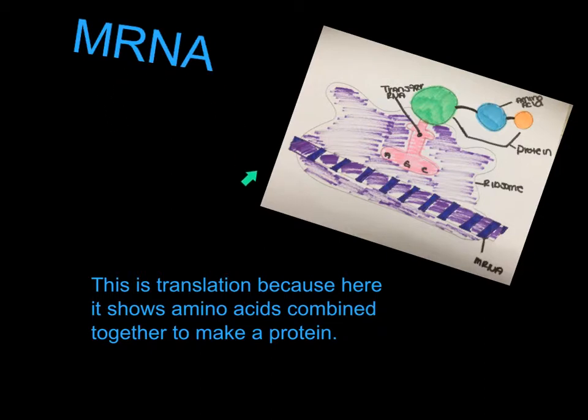This is the rRNA. This is translation, because here it shows the amino acids combined together to make a protein. I drew this picture too. This pink thing is the transfer RNA, and these dots right here are the amino acids, and they combine together to make a protein. And this big purple thing that I drew inside is the ribosome, and the blue stripes are the mRNA.